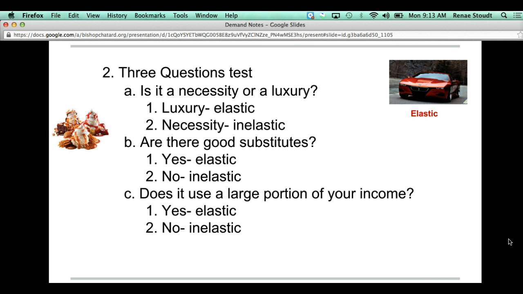What about some nice ice cream dessert? Going out for ice cream or dessert. Is it a necessity or a luxury? It's a luxury. Are there good substitutes available? Yes, I could get some sort of other kind of dessert. I don't have to go out for it. Does it use a large portion of my income? No, depends on where I go. But even if that one is in question, depending upon your income, 2 out of the 3 are yes. So therefore, ice cream dessert is going to be what? Elastic.